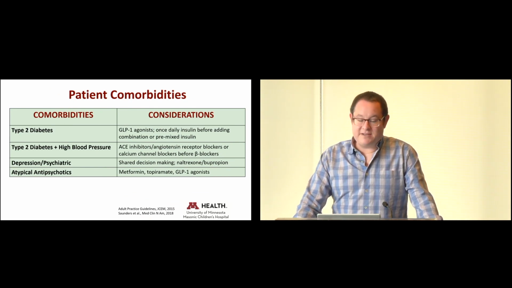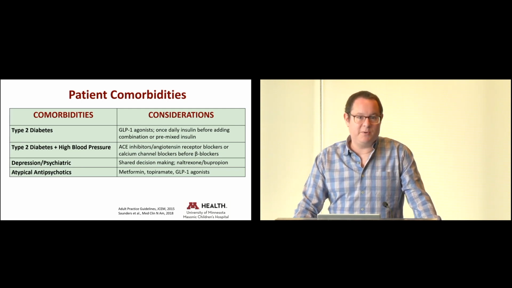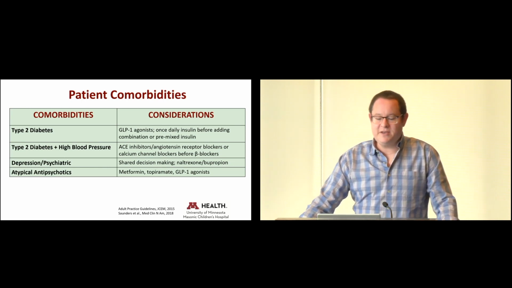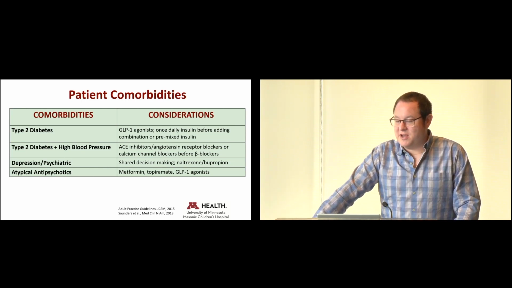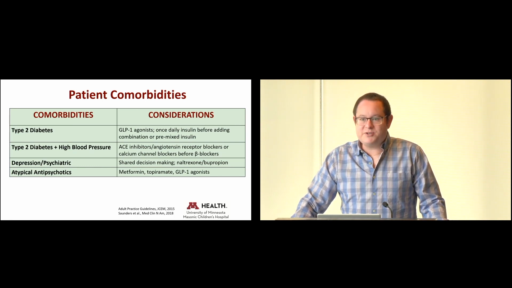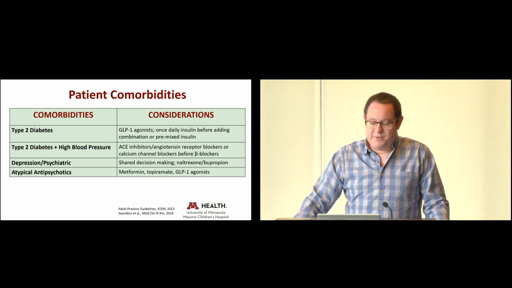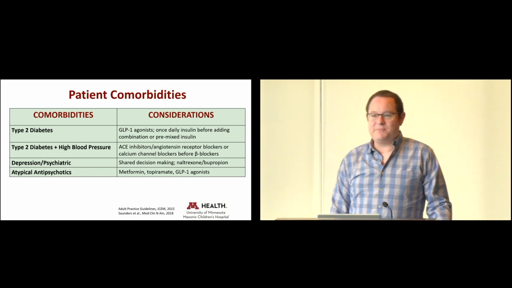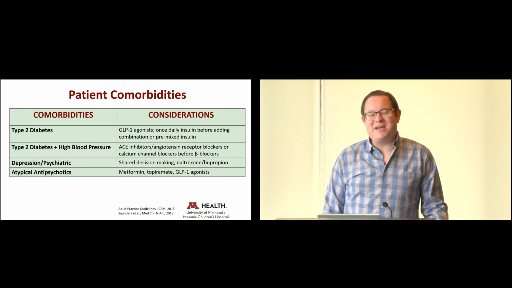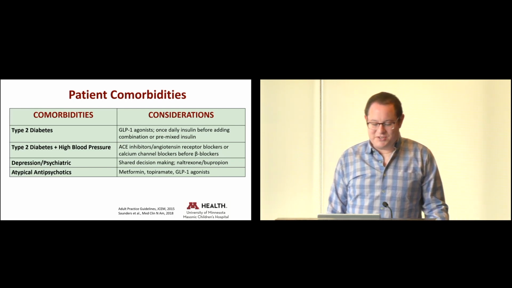So if somebody has type 2 diabetes, you might want to consider using one of those GLP-1 agonists, because those are approved for the use of type 2 diabetes originally. If you have type 2 diabetes and high blood pressure, there are some medications to treat blood pressure that are better than others. Bupropion, for example, is an antidepressant, and so if you had depression, that might be an option where you kill two birds with one stone, essentially.